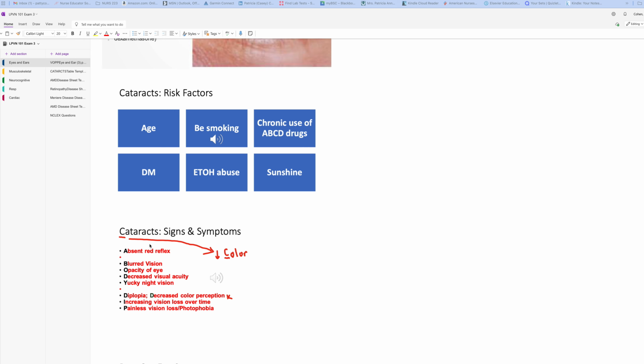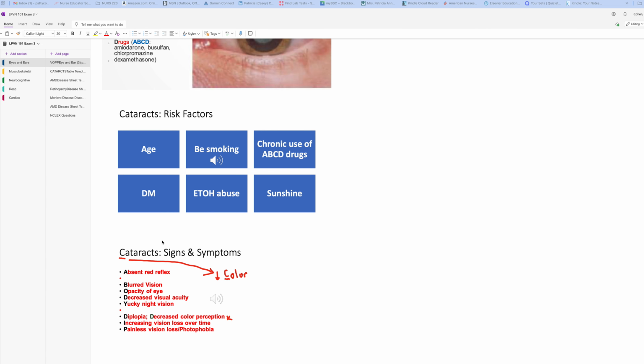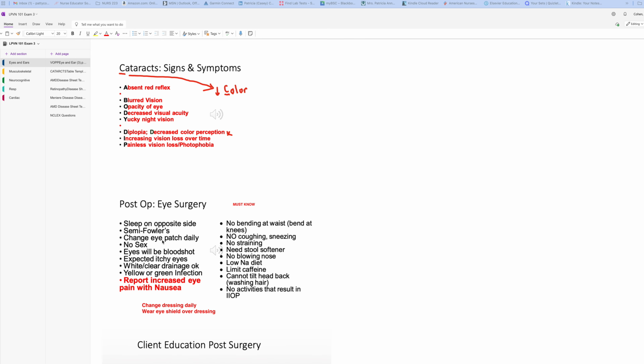Okay, they're going to have blurred vision because if you had opacity of your eye, you wouldn't be able to see, right? Decreased visual acuity, yucky night vision, so they probably have stopped driving, hopefully at night. Diplopia means double vision and decreased color perception, which I talked about. And then the vision loss is over time. So the cataract doesn't just appear one day, right? Over time. And usually it's painless vision loss, and they have photophobia. Post-op eye surgery, no matter what time, what kind, right? You're going to kind of group it all into one category.